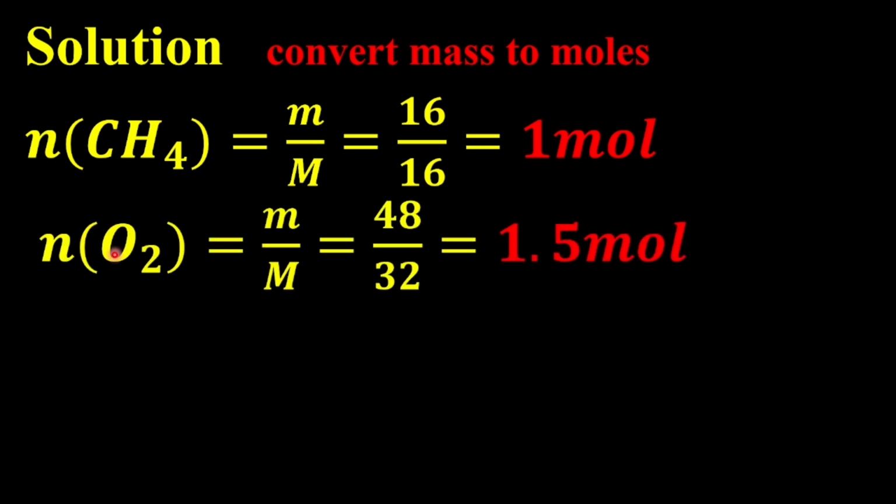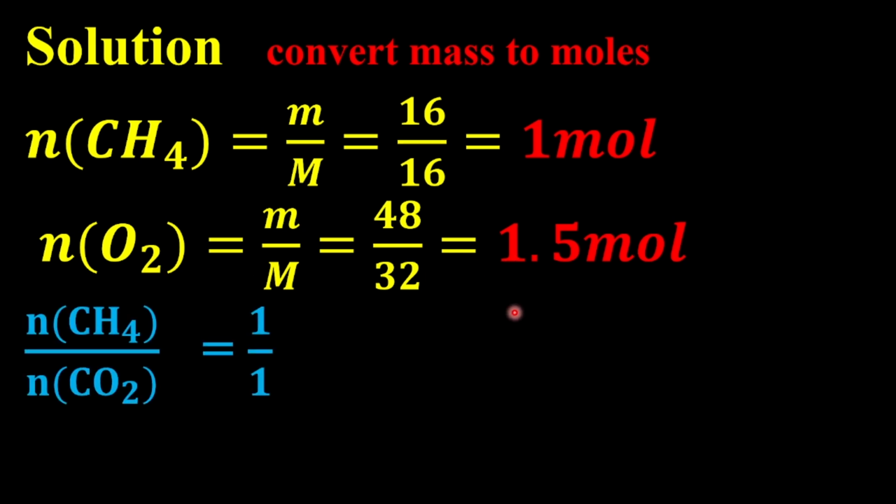So with that of oxygen, we're given a mass of 48. The molar mass of oxygen, which is 2 times 16, will give us 32. So that is what we have over here, and that is equal to 1.5 moles. So now we know the moles of CH4, we know the moles of O2. We can easily insert that in their equation.